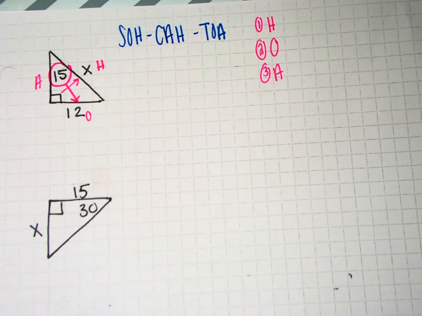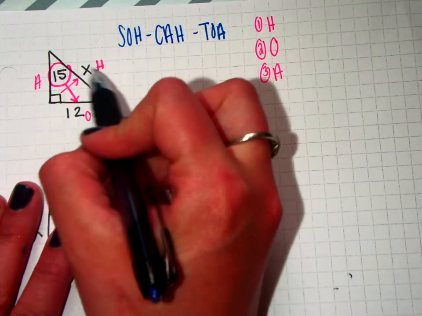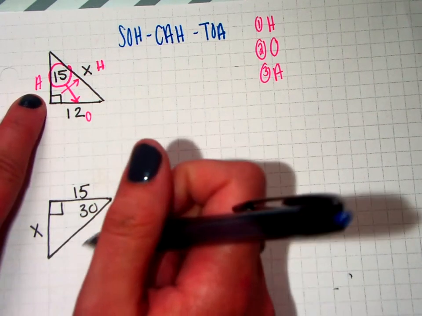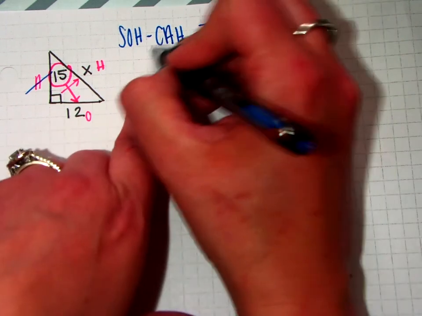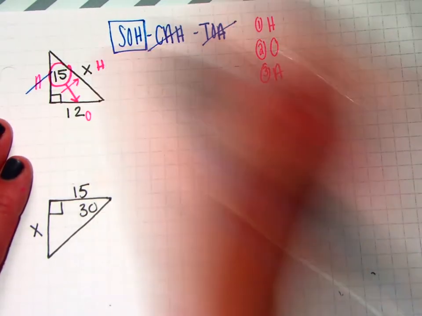So next we have to pick which one to use. So we've labeled, and now we're just going to look at our problem. So we want to think in terms of doubles only. So I have H and X, O and 12. A is by itself, which means I can't use anything with an A in it. So looking through my options, cosine is out and tangent is out, which means sine is the trig function for me.